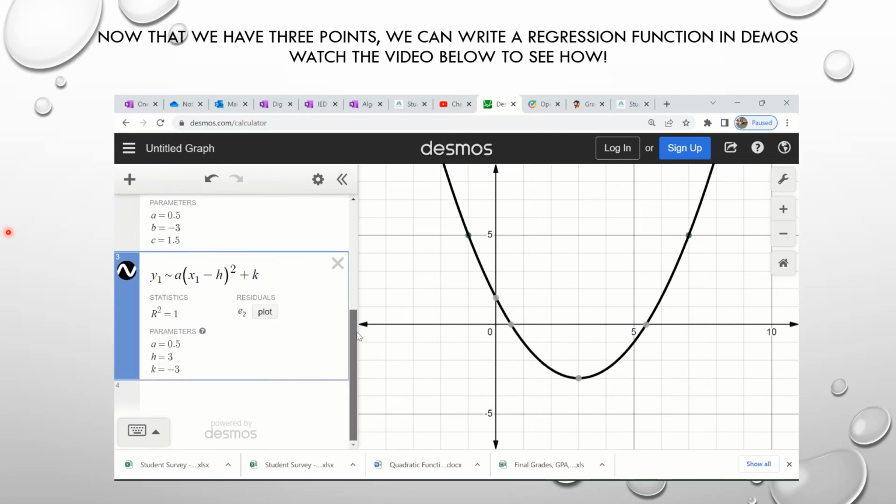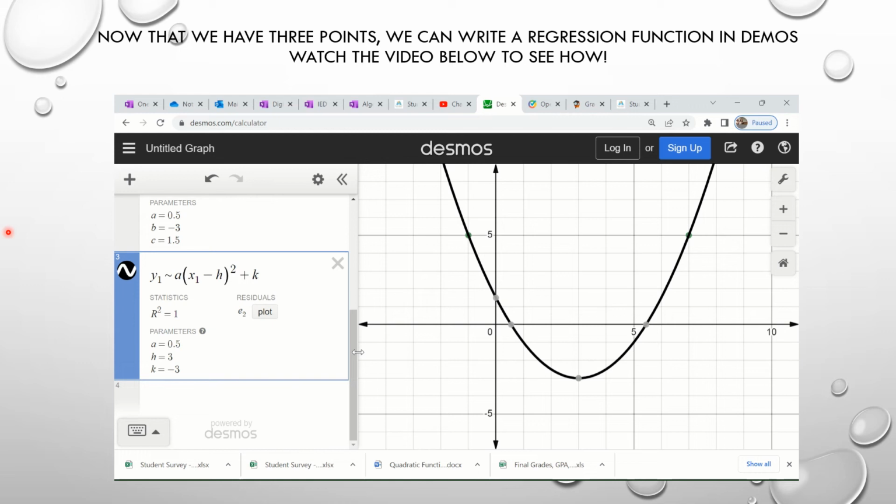And if I scroll down, you can see what those values are. So we once again have a is equal to 1/2, x minus 3, that would be our h, all squared, and then another minus 3. And that's where our vertex is.